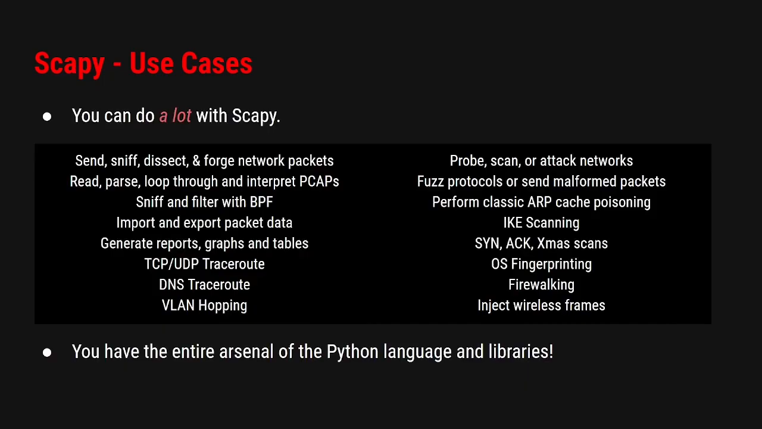And then maybe we could turn it into more of the offensive side. We could probe or scan or attack networks, fuzz specific aspects of a protocol, or send malformed packets. And we could do crazy tricks like ARP poisoning, or do some specific kinds of scans, etc. The benefit behind all of this, and this is what makes it so awesome, is that it can all be automated, and you can write it and have that fine-tuned control all within Python. You have the entire arsenal of the Python language and libraries, modules, and other tools that you can pull into it. So that's super cool.